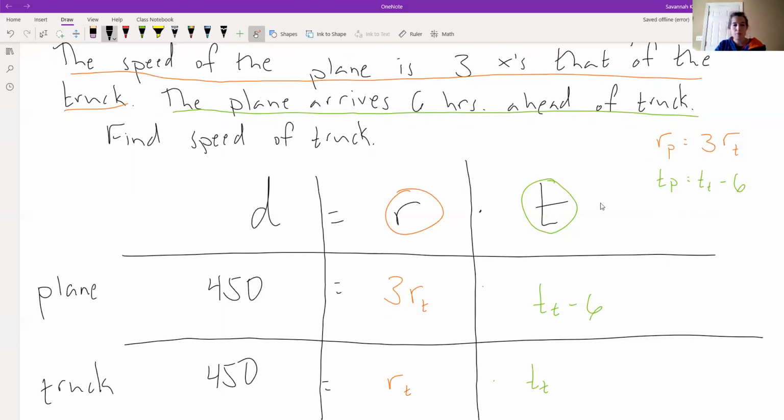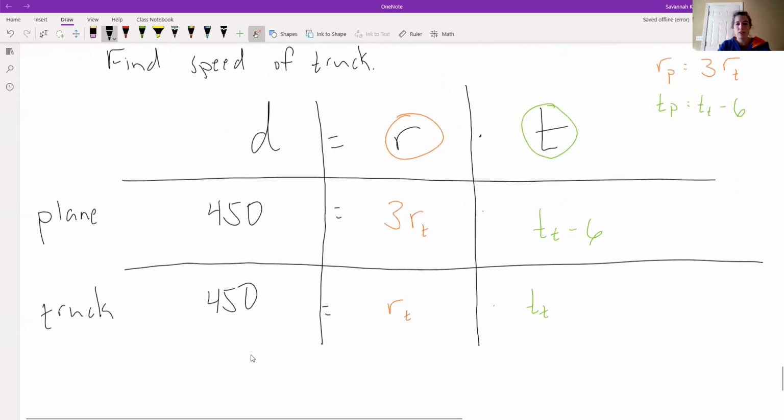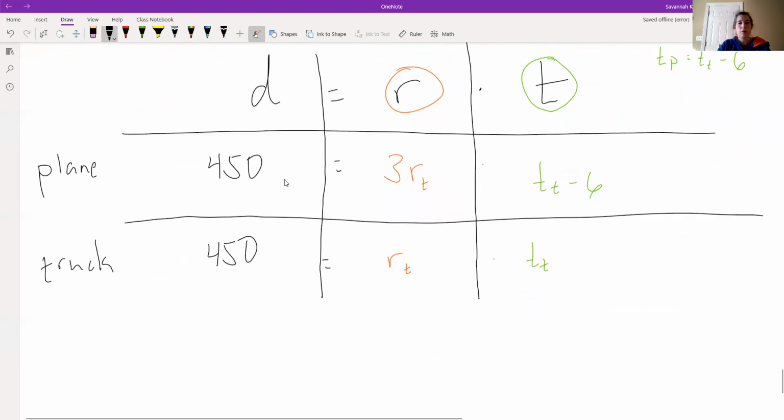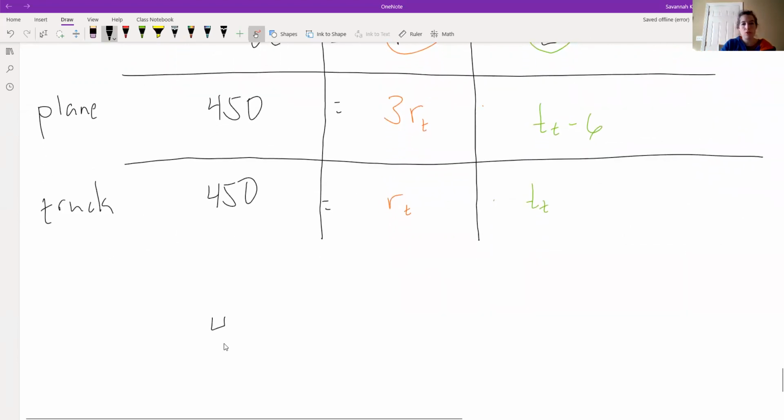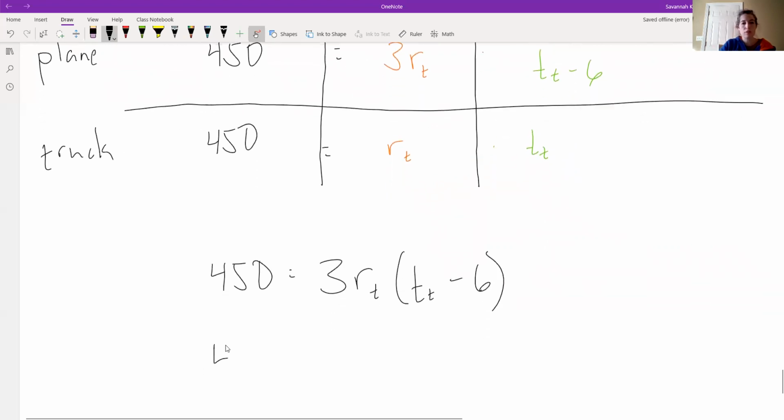So distance equals rate times time. We have a plane row, 450 equals rate times time for the plane. And the rate of the plane could be rephrased in terms of the truck, and the time of the plane could be rephrased in terms of the time of the truck. And then the truck down here is just as it is. So let me take what I've got. I've got for the plane, 450 equals 3 times the rate, and then the time minus 6. In terms of the truck, I've just got the original.